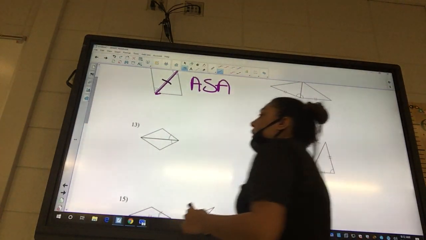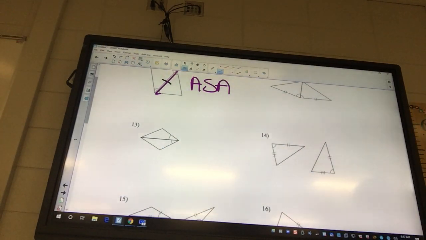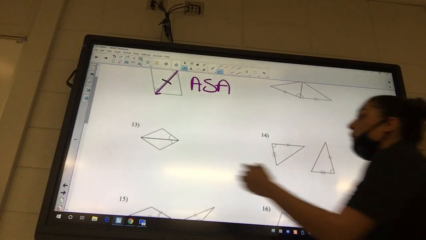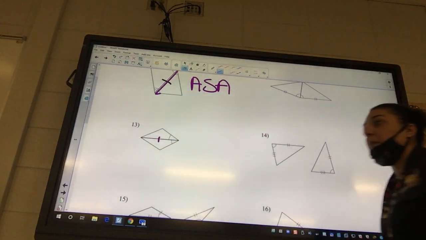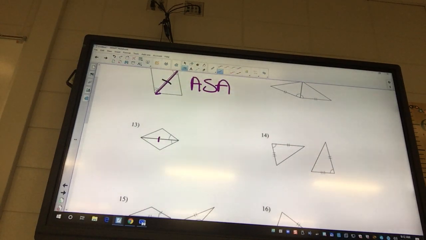Okay, look at 13. What is marked? Angles. We got one set of angles marked. Can we mark anything? Yeah, the middle. We can mark the middle. Okay, is there enough information there? No. Why? There's nothing else, give me a little more.